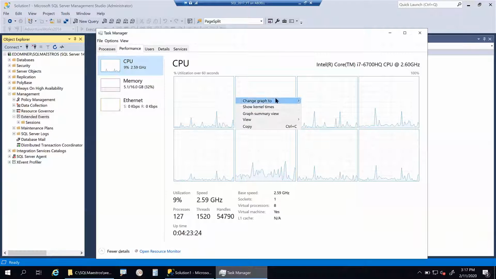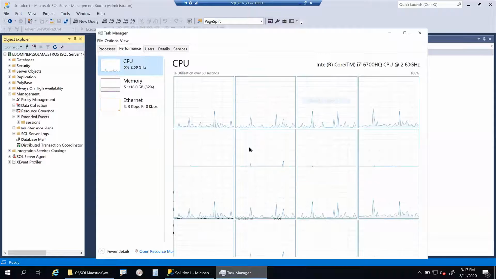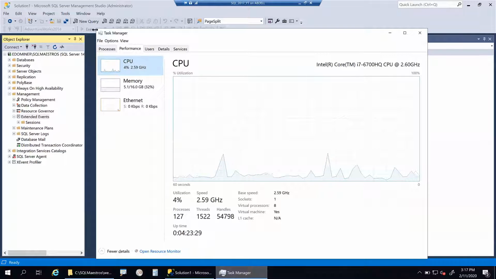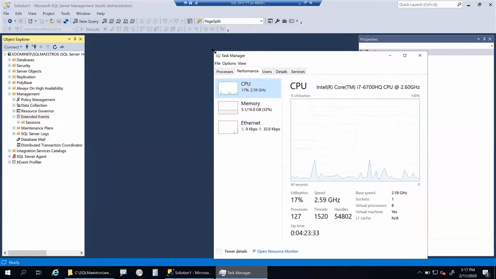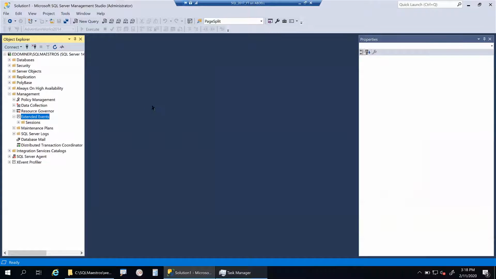Let me change the graph to overall utilization for CPU, because I just want to keep this active. I have Task Manager here because I want to constantly look at how the CPU utilization is going on, and I have my Management Studio behind. So let's begin with the first basic example.